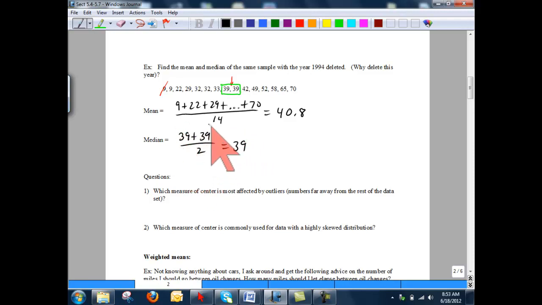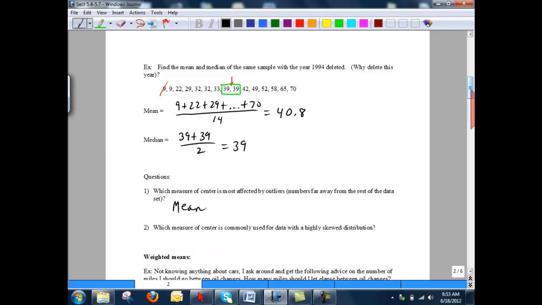The computation for the median here only uses the middle number or numbers, and so this outlier could have been as small as I want to think about or as large as I want to think about, and still the median would have been 39. So which measure is most affected by outliers? Definitely the mean, and that's something to think about.